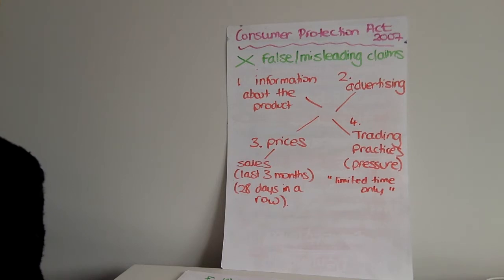Okay, and it's false information being given in relation to four areas. So the first one is information about the product. Okay, so a company cannot provide lies about a product. For example, if I was buying cereal and on the box it said 500 grams, but inside there was only 250, I could make a complaint against that company, or I could seek a refund, repair, or replacement.